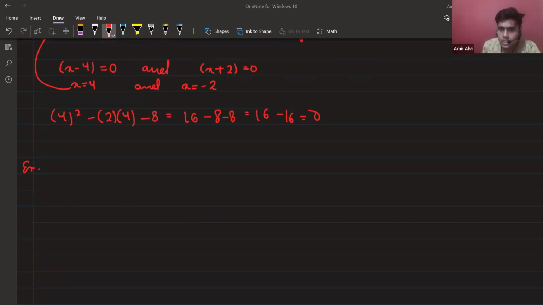So the question is, 4s square minus 4s plus 1. Yes, that's the question. So solve it on your own and let me know the factors here.